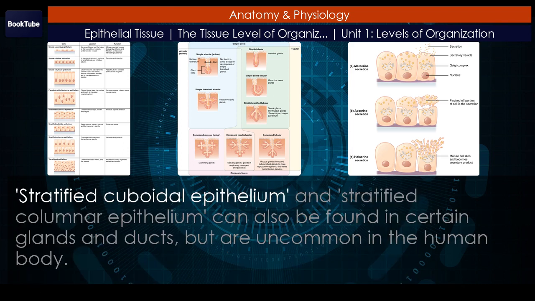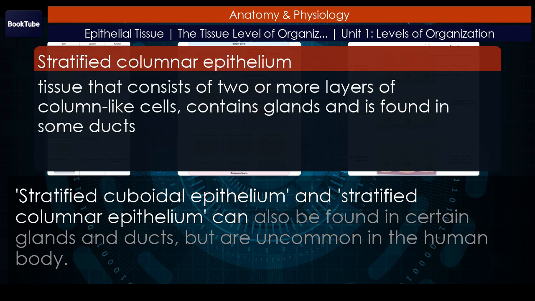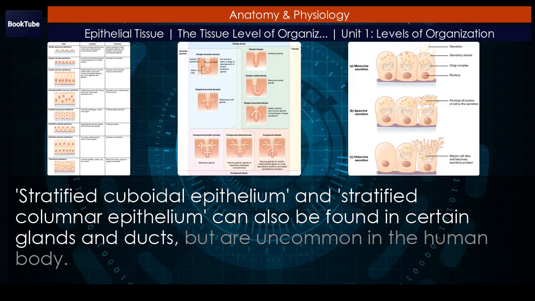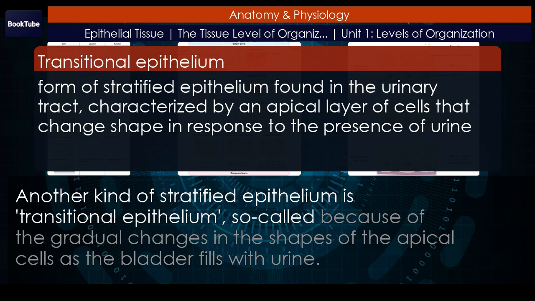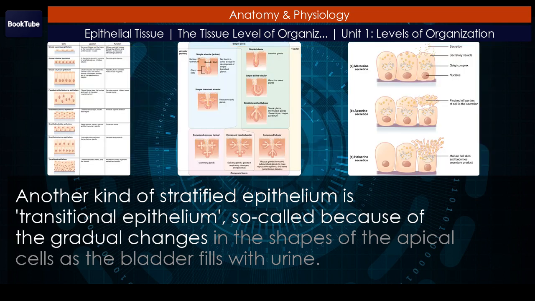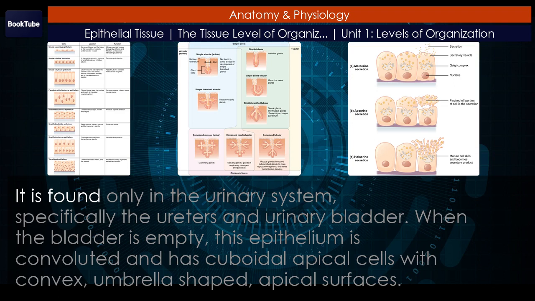Stratified cuboidal epithelium and stratified columnar epithelium can also be found in certain glands and ducts, but are uncommon in the human body. Another kind of stratified epithelium is transitional epithelium, so called because of the gradual changes in the shapes of the apical cells as the bladder fills with urine. It is found only in the urinary system, specifically the ureters and urinary bladder.